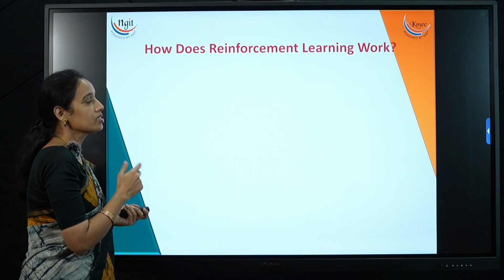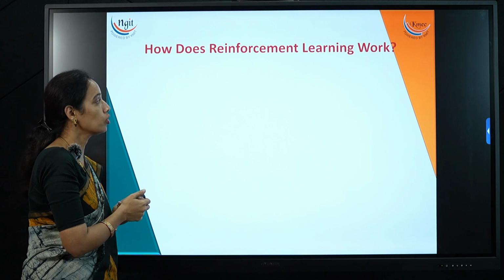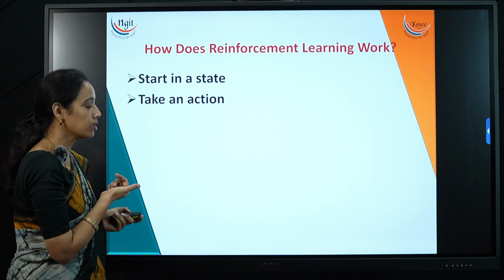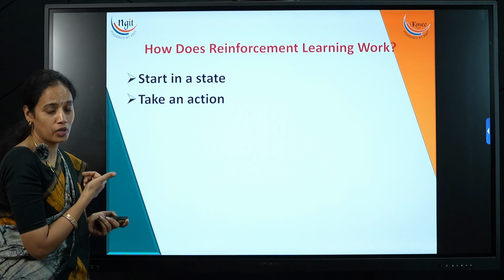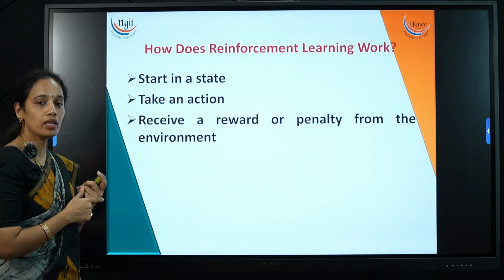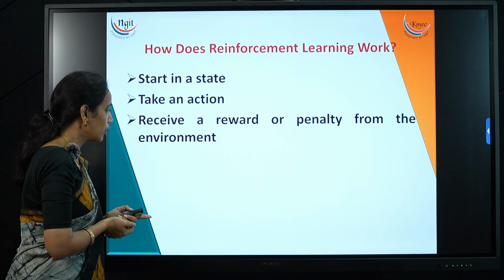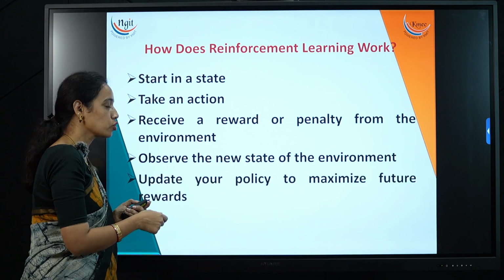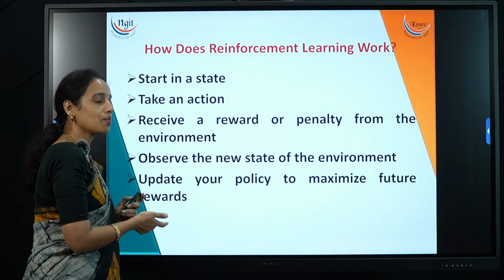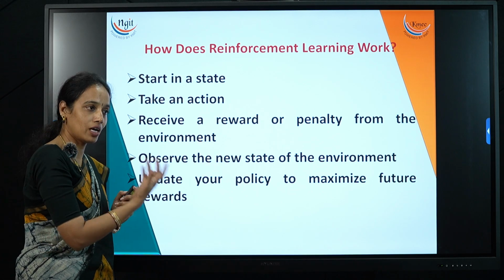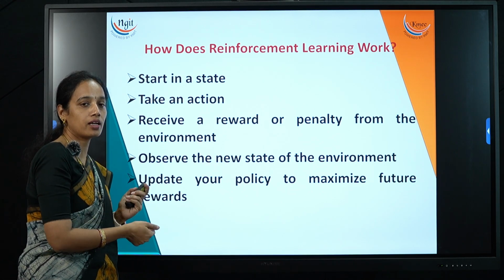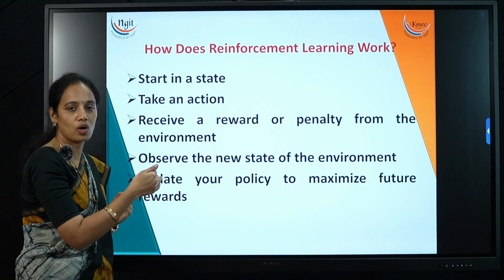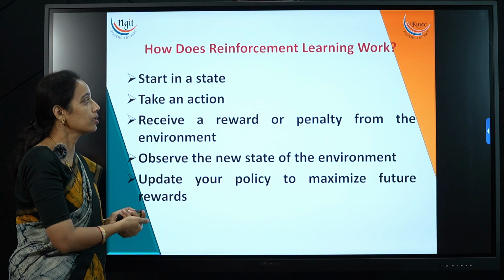So how does reinforcement learning work? First, an agent starts in a state and takes an action, and receives a reward or penalty from the environment. Then it observes the new state of the environment and updates the policy to maximize future rewards. If it gets punishment, then later, by observing the environment, it has to update the policy to maximize the reward. That is the concept behind reinforcement learning.